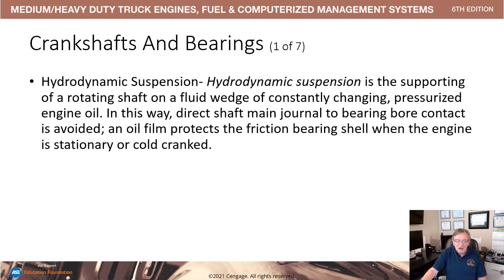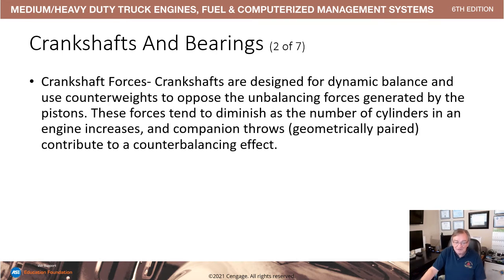Hydrodynamic suspension. This is a key necessary ingredient in the life of the crankshaft and also camshafts and other assemblies. Essentially, the hardened material, the journal of the crankshaft, is going to float on a film of oil so that there's actually no metal-to-metal contact between the bearing surface and the crankshaft hardened journal. That is a very critical specification that we have to pay attention to. We're going to measure that with Plastigauge.